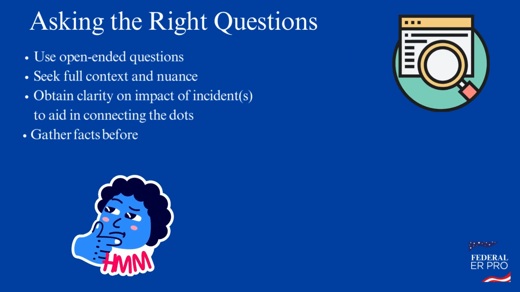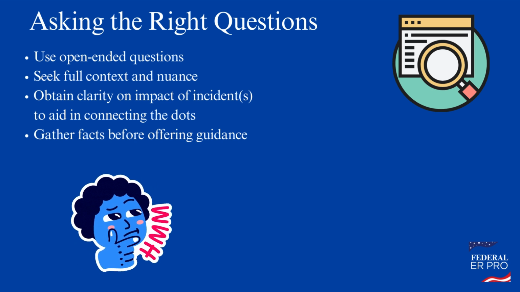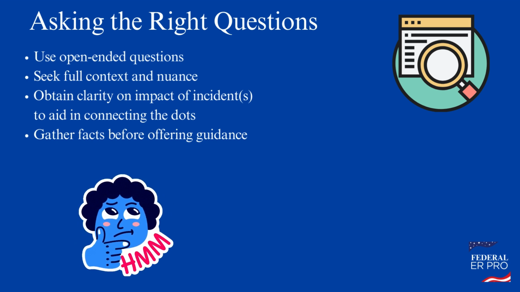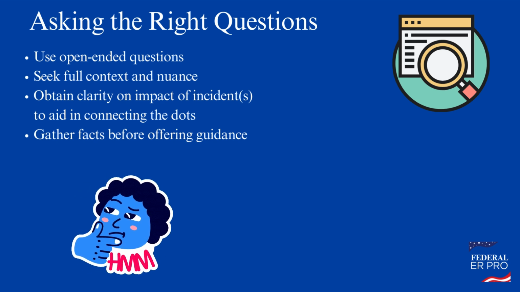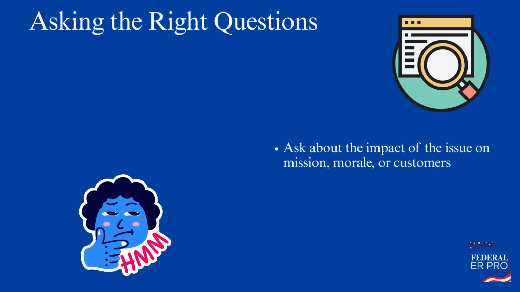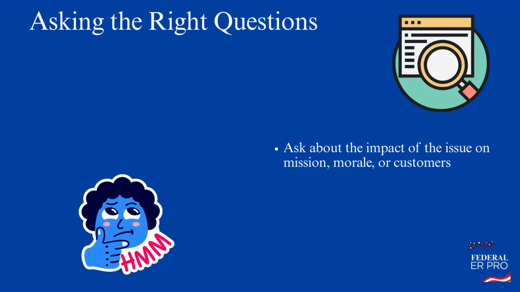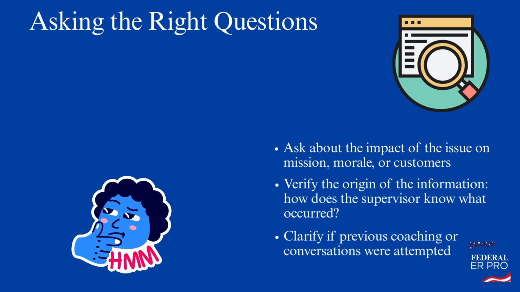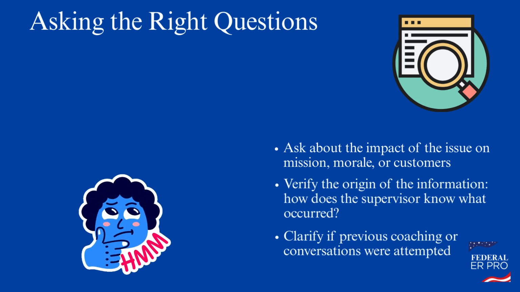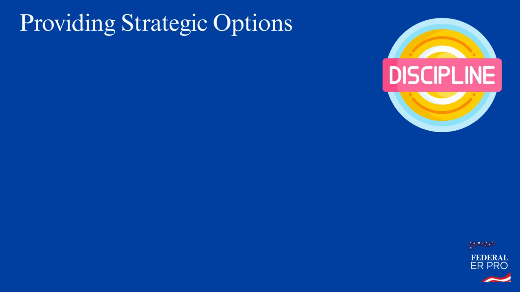Asking the right questions. Good ER doesn't start with answers. It starts with the right questions. Use open-ended prompts to draw out detail and intent. Ask, what impact did this behavior have? On mission delivery, morale, or team cohesion? How do you know this happened? Was this addressed informally before now? The goal is to build a fact pattern, not just collect a complaint.